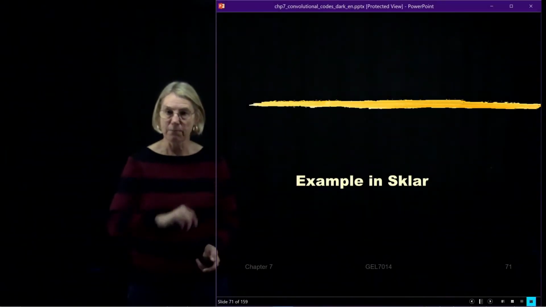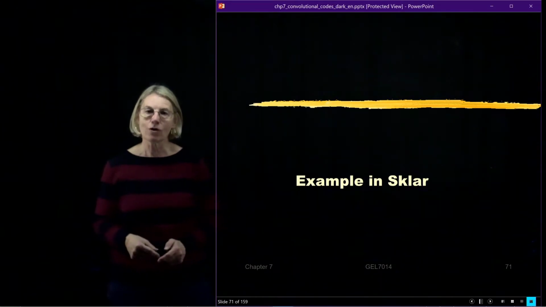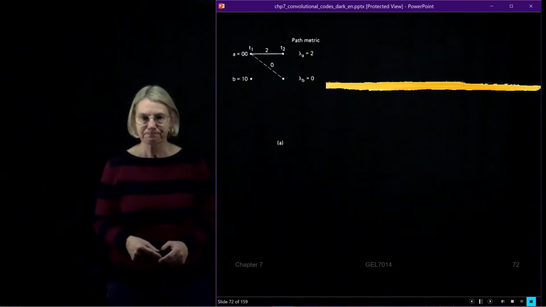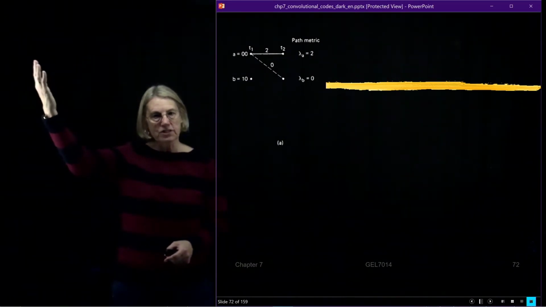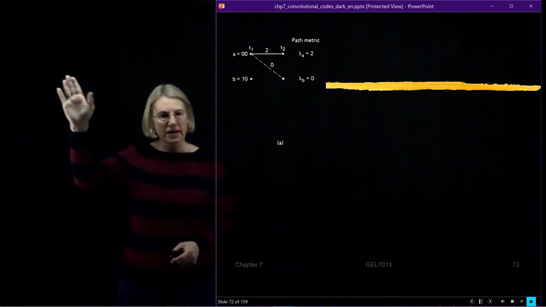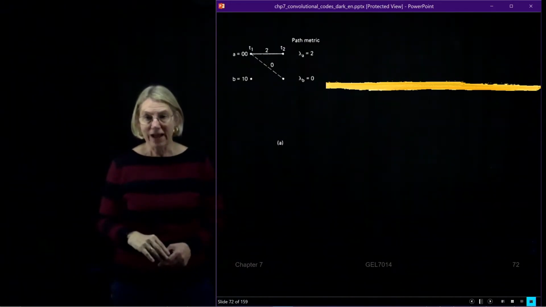So I'm going to take an example from the textbook to show you how a decoder would overcome the errors in a system. This is based on that first decoder that I built. I assumed that I had a certain received sequence, and I introduced all of the branch metrics.